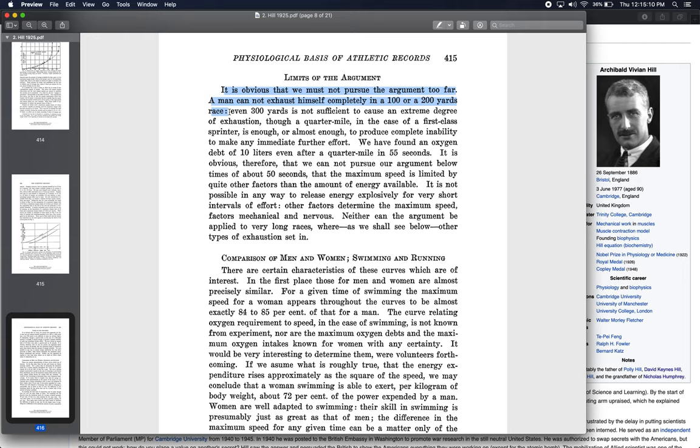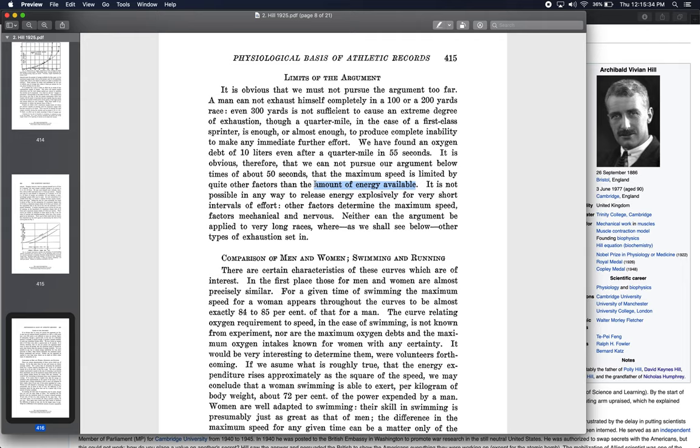So it's not an exhausting task. It's not a task where you're truly expending all of the energy stores available to your muscle. Okay? So he argues here that for efforts longer than roughly 50 seconds, the maximum speed that you can sustain is limited by the metabolic aspects, the availability of energy for fueling those muscle actions. Okay?